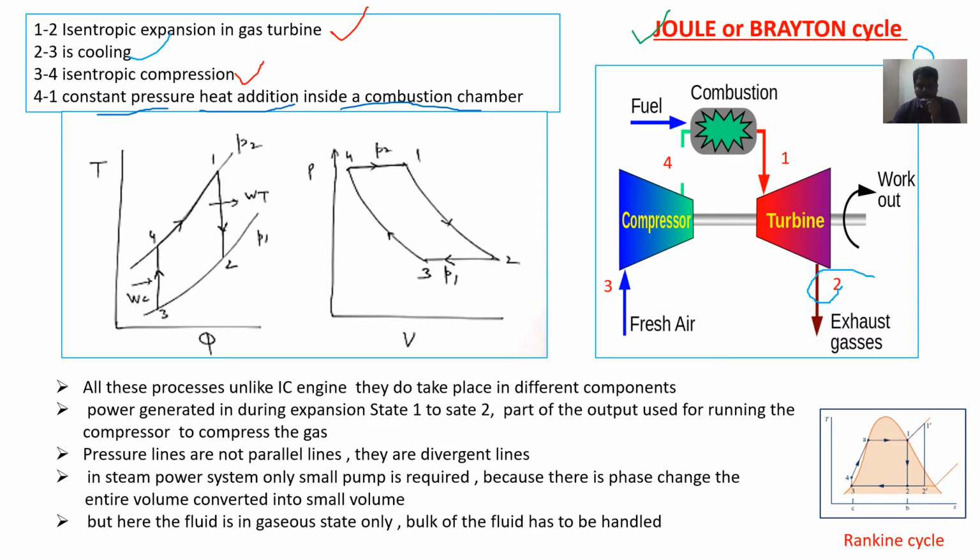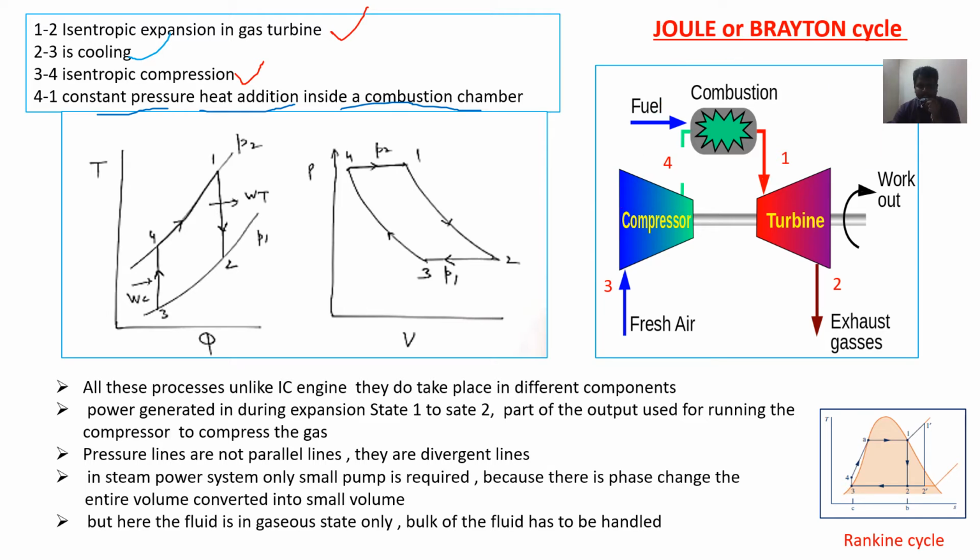Here the important point is, to run the compressor we require power. That power we take from the turbine, which is during the expansion 1 and 2. Again I am repeating, in Brayton cycle, to run the compressor, some part of the power is taken from the turbine power. So this is regarding Brayton cycle.